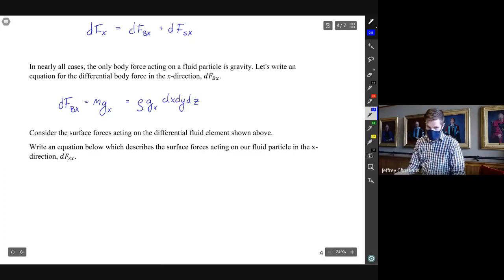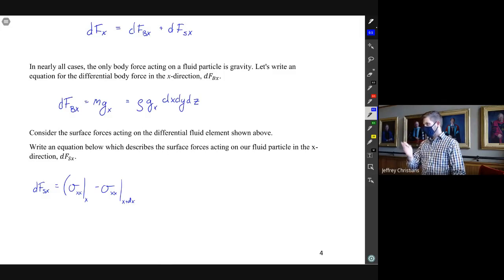So let's write what that would be. Our differential surface force is sigma on one side minus sigma on the other side.